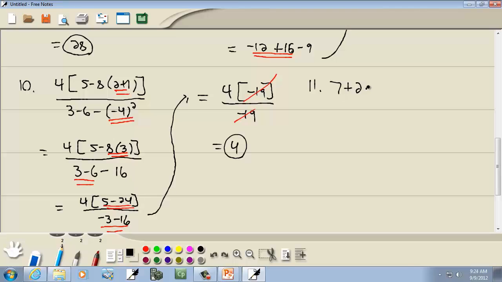7 plus 2 times 2 to the 4th. Please Excuse My Dear Aunt Sally. There's no parentheses. Excuse: there is an exponent, 2 to the 4th. So I've got 7 plus 2 times 16. My dear, multiplication and division, so do 2 times 16. That gives us 32. Aunt Sally, addition and subtraction: 7 plus 32 gives us 39.